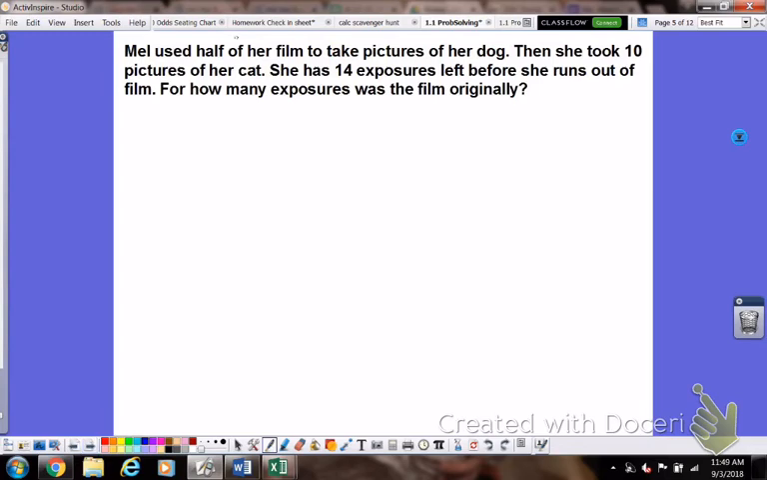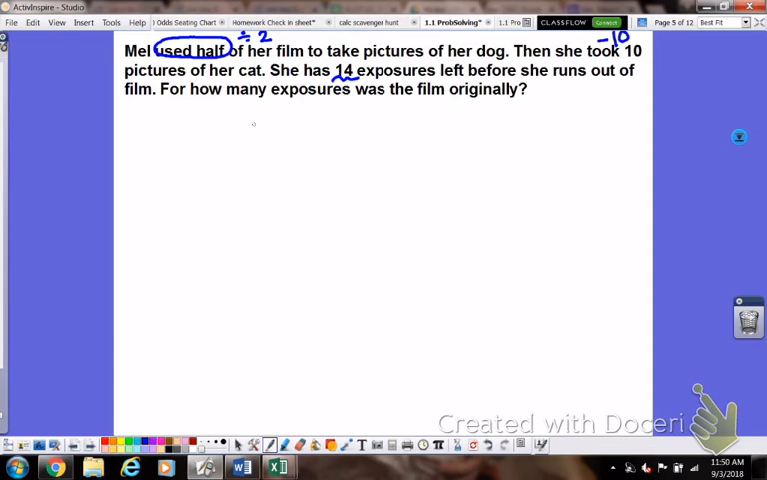Well, if she used half, that means that we're going to be dividing by 2. She used half of them to take pictures of her dog, so that's divide by 2. Then she took 10 pictures of her cat. Well, if she took 10 more, then that's subtracting 10 from the original. And she has 14 exposures left. So again, like I said, this is a work backwards problem.